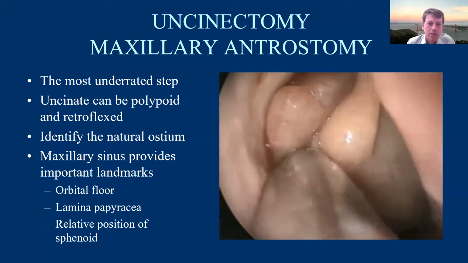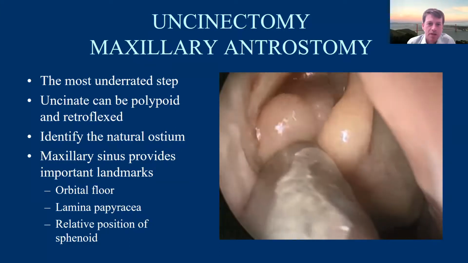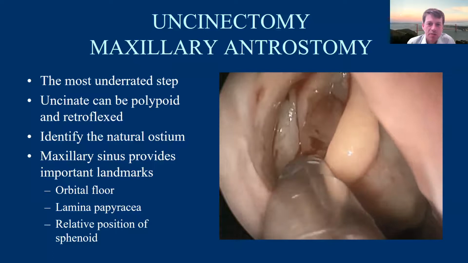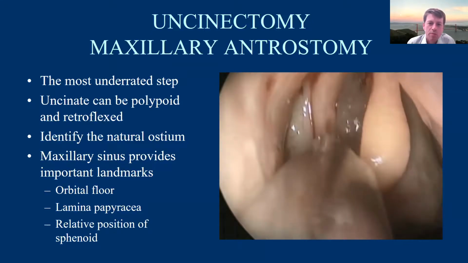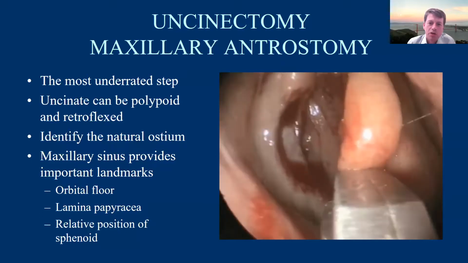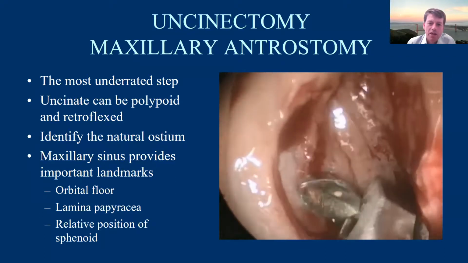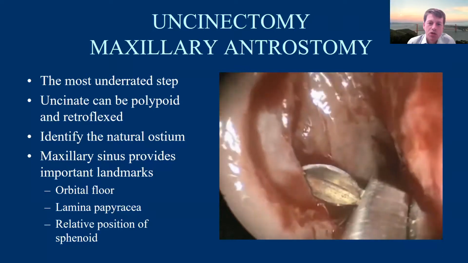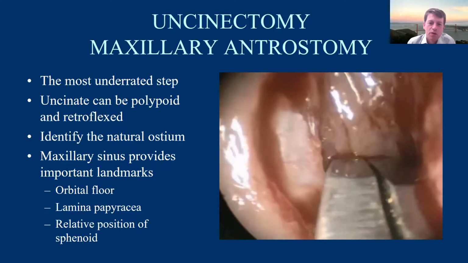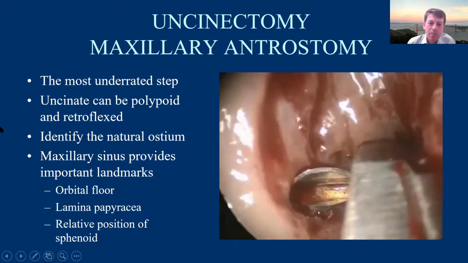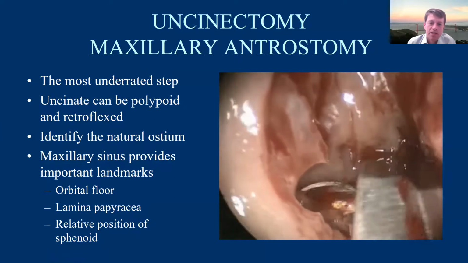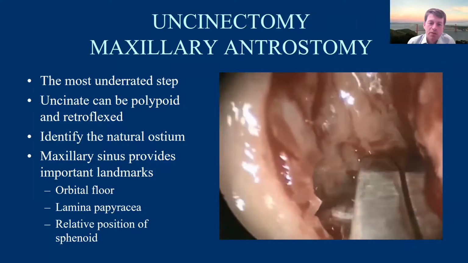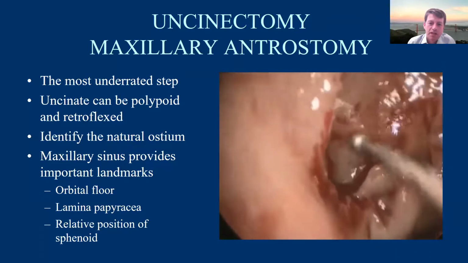So here are some videos. We're just starting off with our uncinectomy and maxillary antrostomy. You can see removing some polyps from the middle meatus area. I think the first important point is just starting with a good polypectomy. And once you do that, you turn the initial portion of the polyp surgery into much more of a standard surgery. Here we're using a backbiter to remove the mid and inferior portions of the uncinate process, as we're going to start looking for the natural ostium of the maxillary sinus.